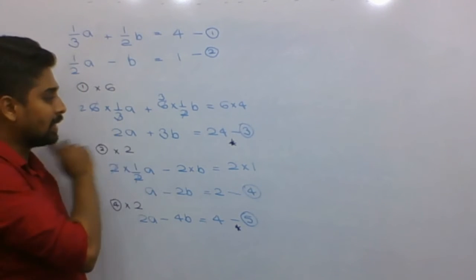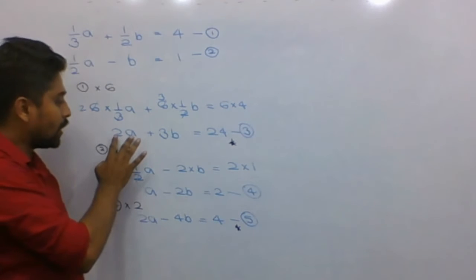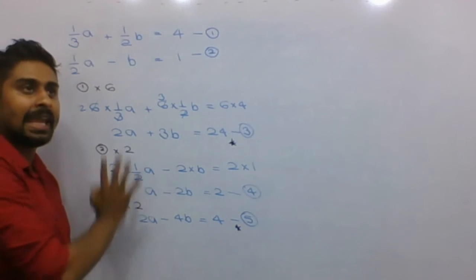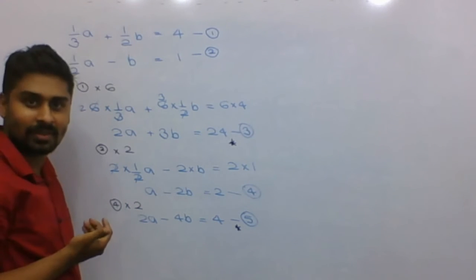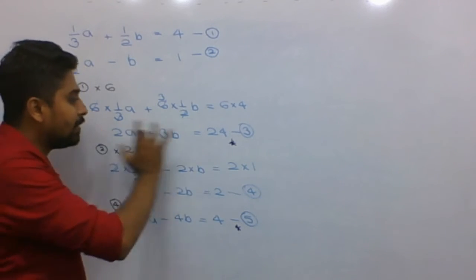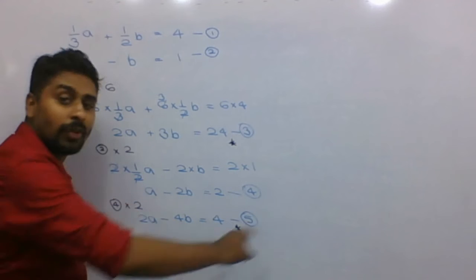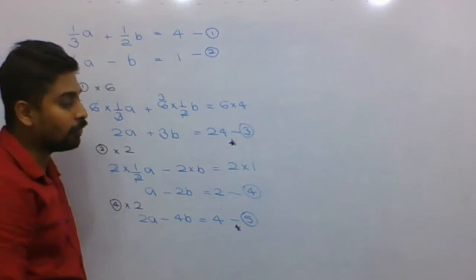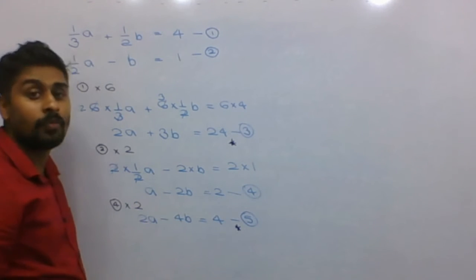You can simplify what? From the third equation, you are going to remove 2a and 2a. To remove the a, we have to do the subtraction. The signs are the same, so you have to subtract this equation. Then you will get a value for a. Then you can go for the value of b.